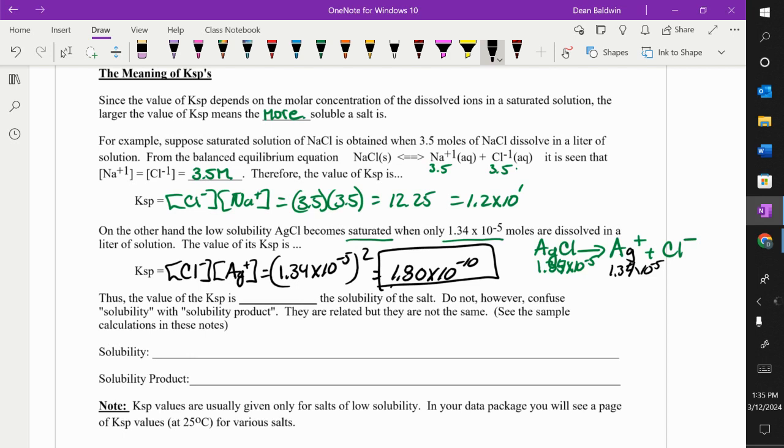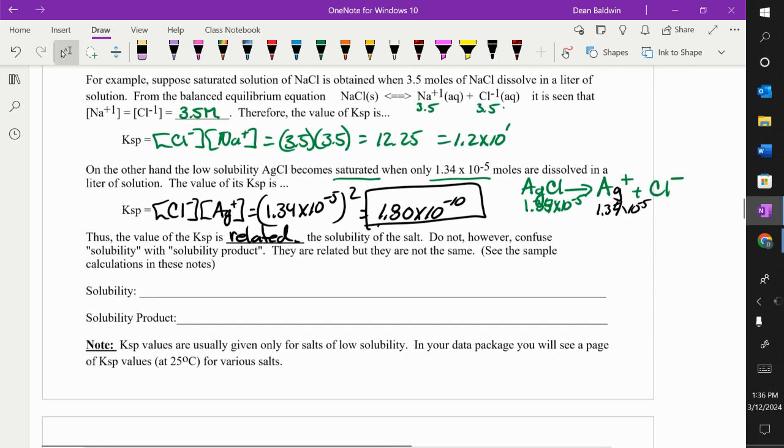Does that make sense? So KSP will tell you how soluble something is, if it's highly soluble or has low solubility. Now, solubility and KSP are different. Okay? And students mess this up quite a bit. The value of the KSP is related to the solubility, but they're not the same thing.